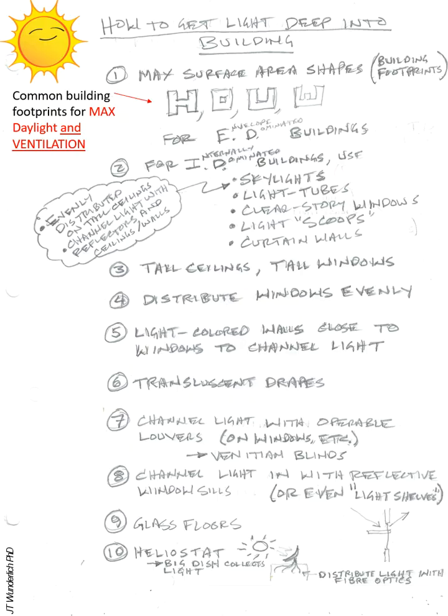Clerestory, skylights, curtain walls, and light scoops. Also, tall ceilings, tall windows, distribute windows evenly. Light-colored walls, channeling it in. Translucent drapes, channel light with operable louvers. We saw that on one building in previous lectures. Channel light in with reflective window sills. Glass floors, that could be a little problematic, but heliostat is a technology thing you can do. Actually scoop the sun, collecting it, channeling it in with fiber optics.